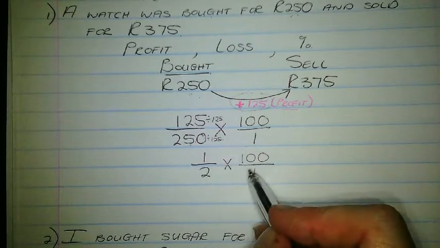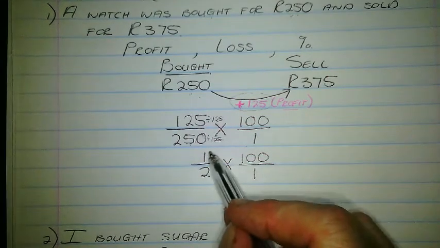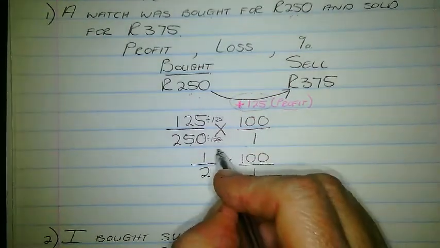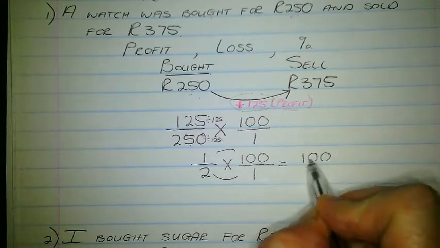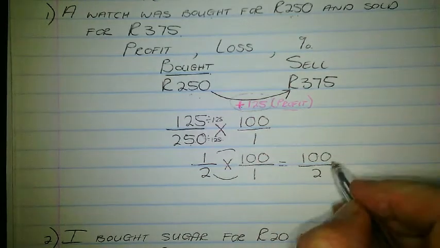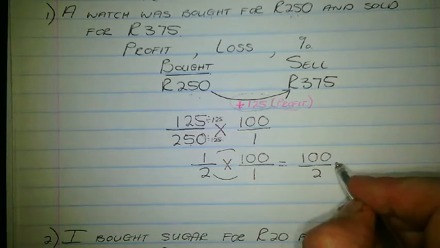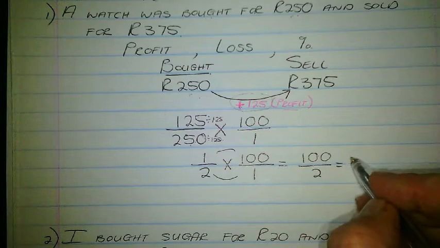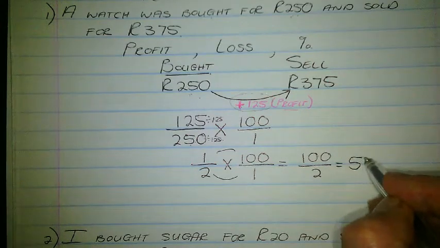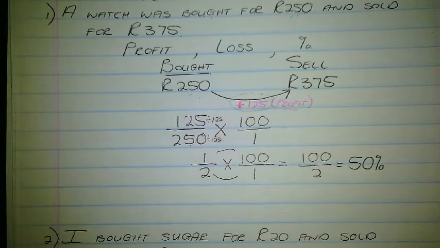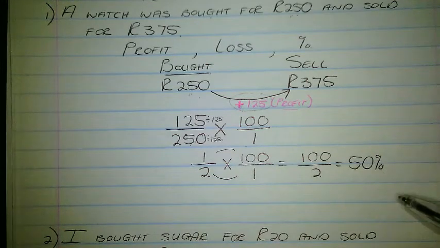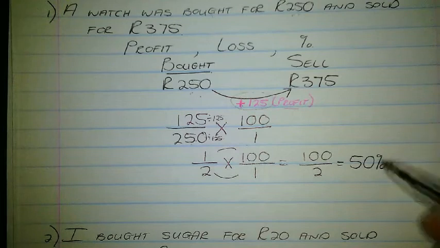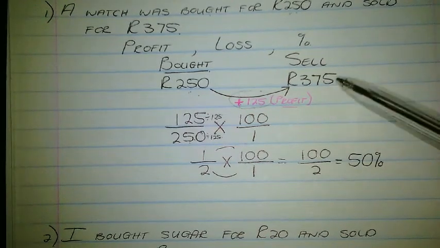Then from here I can just say my numerators multiply with each other, and my denominators, that's going to be 100 over 2, and then if I divide the 100 by 2, then it's going to be 50%. And if you look at your example that you received on your papers, you'll see that she got to the 50%. Now please remember, this is a method.